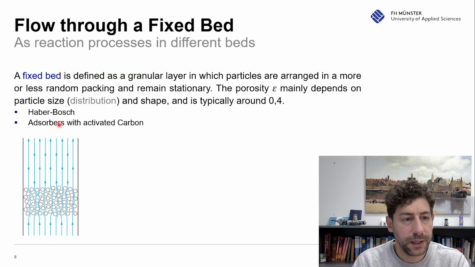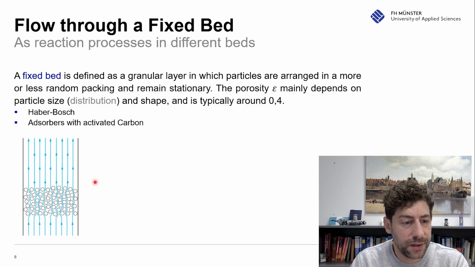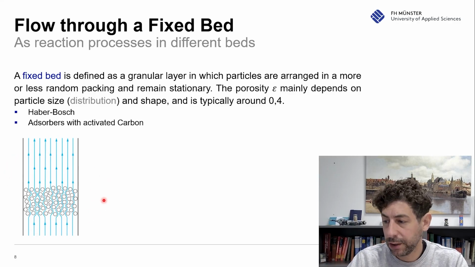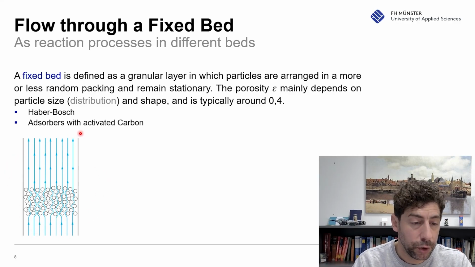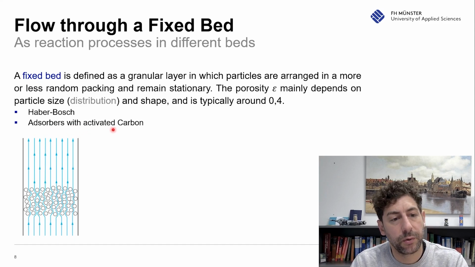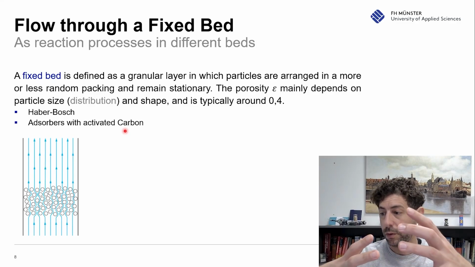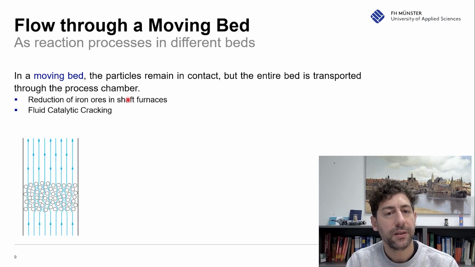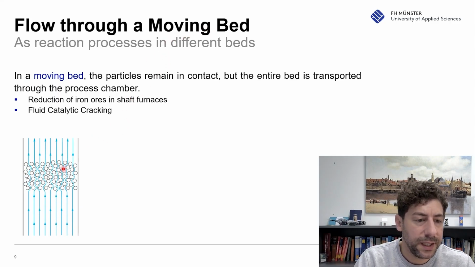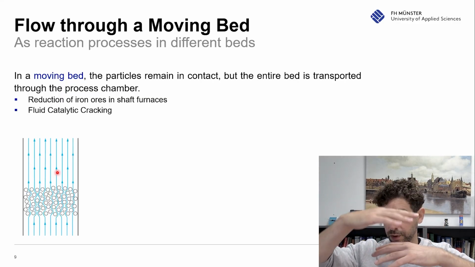So the porosity of the bed is related to the size of the particles and the shape of the particles, but generally we say the porosity of such a bed is around 0.4. And these reactor types, fixed bed reactors, are used, for example, in the Haber-Bosch process, or when we talk about absorbers with activated carbon. So in this case, you can consider a fixed bed and a fluid through a fixed bed. Okay? And then we have a moving bed, and the moving bed is basically a fixed bed which moves, but the whole bed moves, not a single particle.